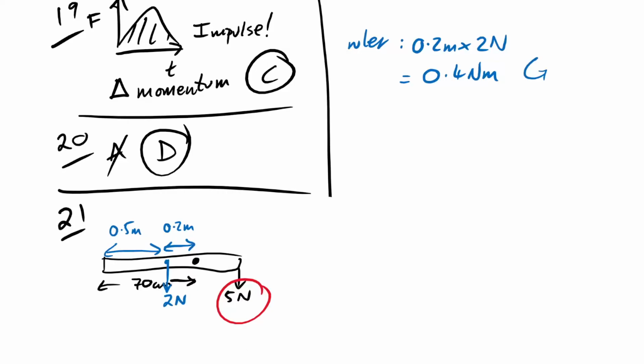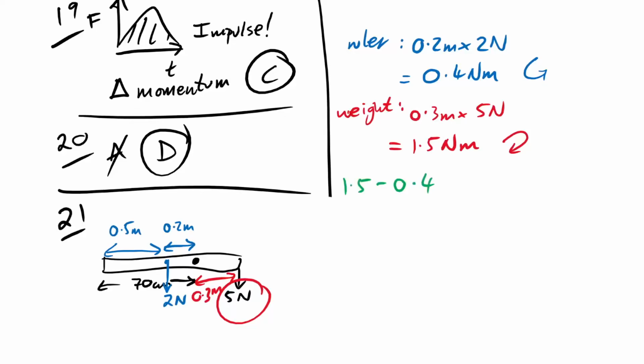Then the weight. How far is that away? That's 0.3 meters away from the pivot. So 0.3 meters times 5 newtons is 1.5 newton meters, and that's going to be clockwise. It's not in equilibrium. We just want to know the resultant moment. So we just do 1.5 take away 0.4, and that gives us just 1.1 newton meters. So the answer is C.